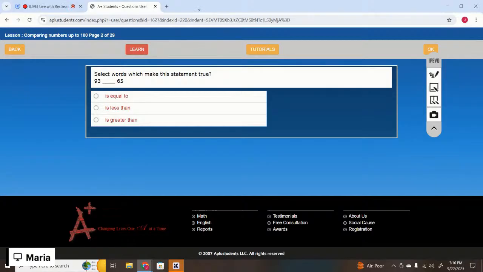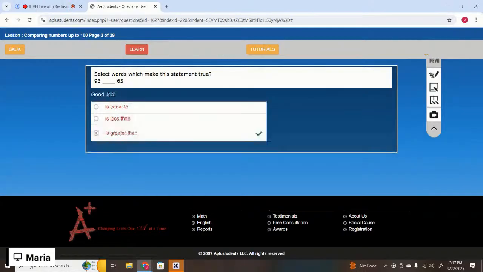Select the words which make the statement true. 93 and 65. You have to compare 93 to 65. When we count, we have 93 after 65, right? So that means 93 is greater than 65. Option number 3 is the correct option.